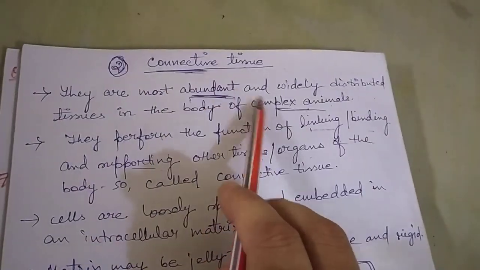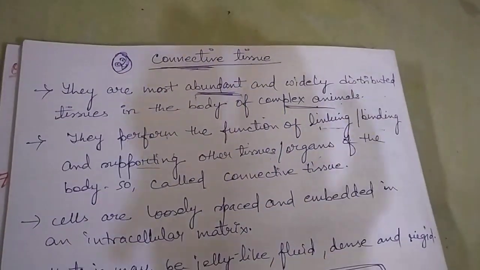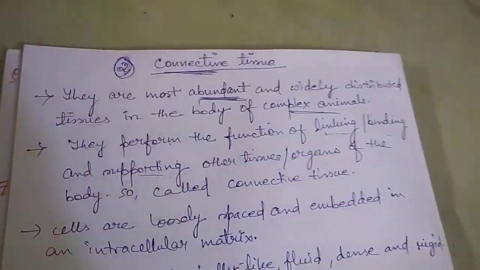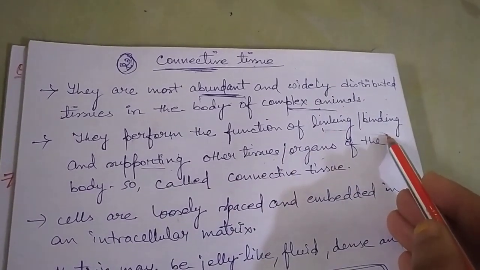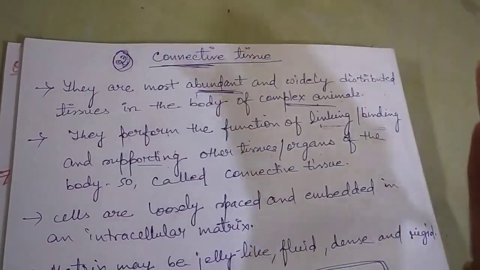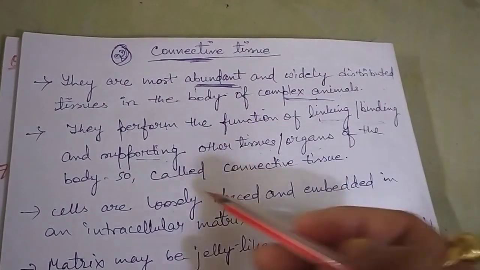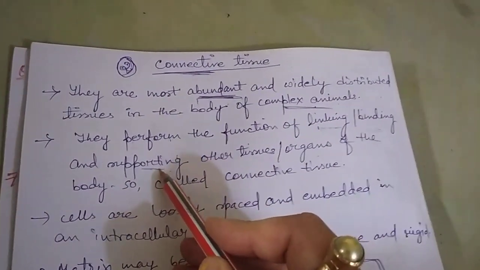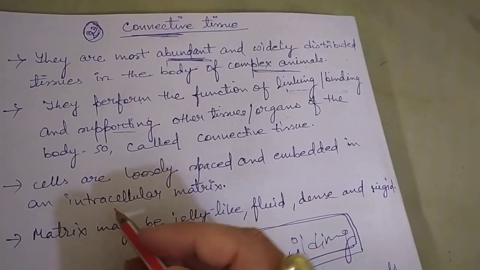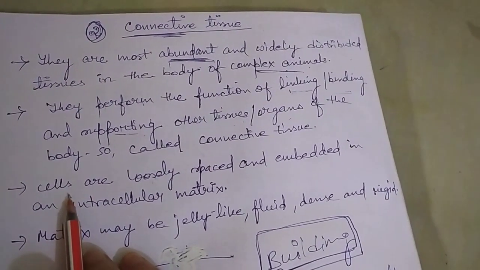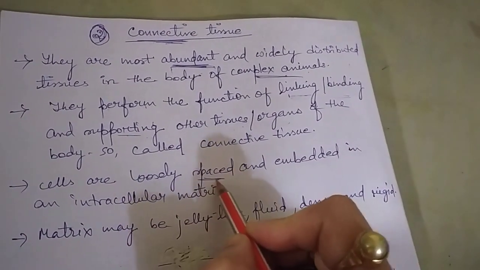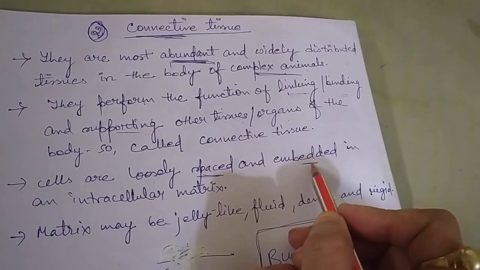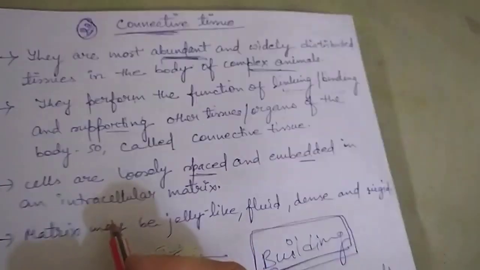That's why connective tissue is found almost in every part of the body, and it is the most abundant kind of tissue. Okay. Their function is mainly to link and bind different cells together, different tissues together, different organs together, and they also support. We will see how they support in our next further discussion. Okay. Then we can also say that cells are loosely spaced. Spaced means they have intercellular space between them, and they are embedded. Embedded means they are suspended in an intercellular matrix.